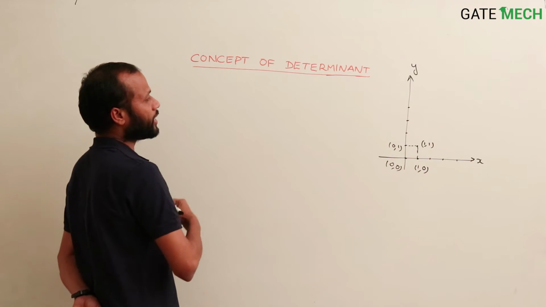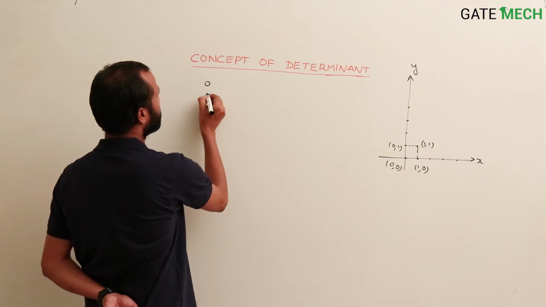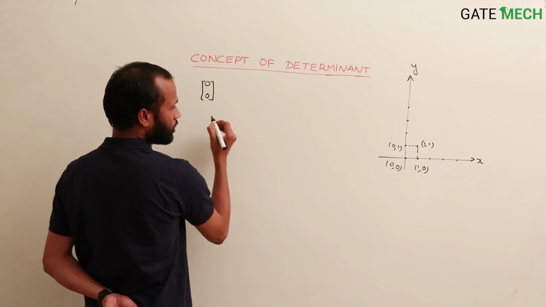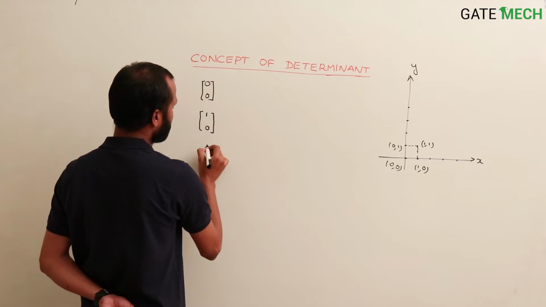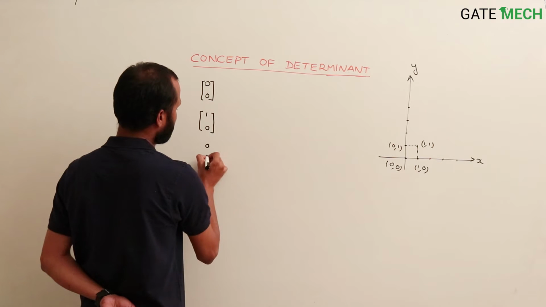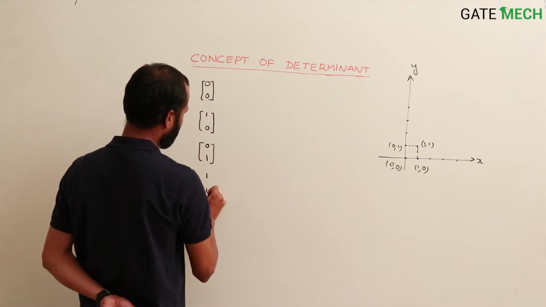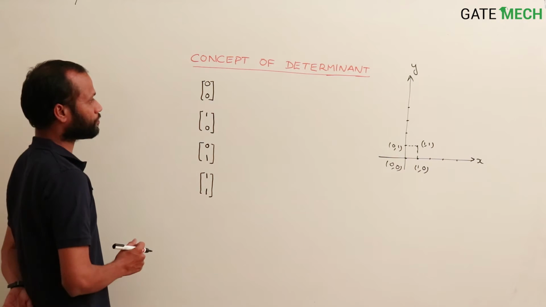Okay, first I'll write all the 4 points in terms of vectors. The first one is 0, 0. The next one is 1, 0. These are the position vectors. The next one is 0, 1. The next one is 1, 1. These are the 4 position vectors I have taken here.